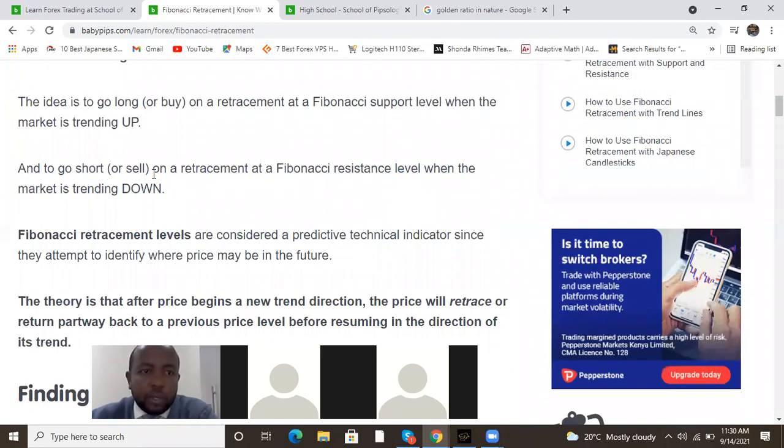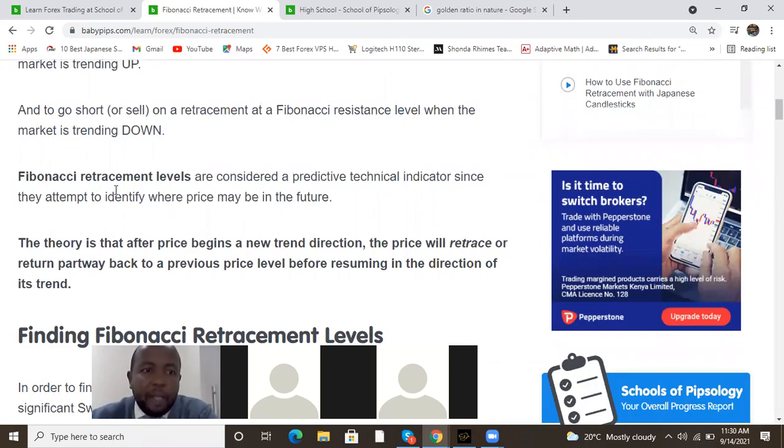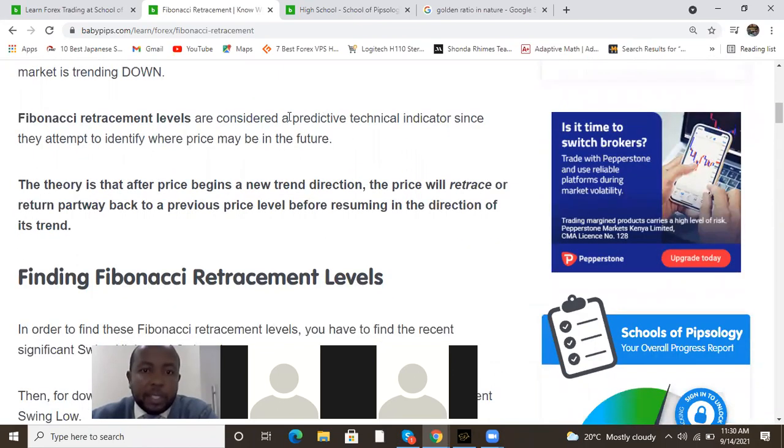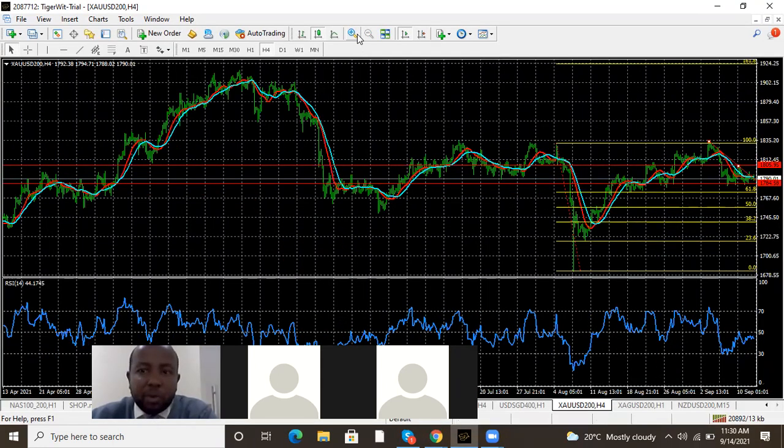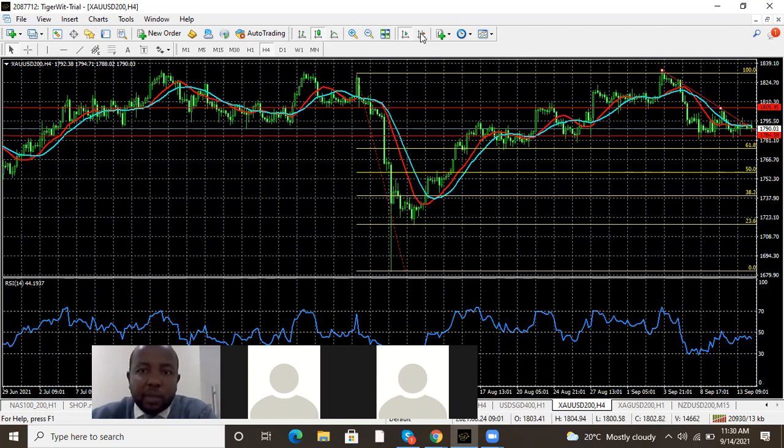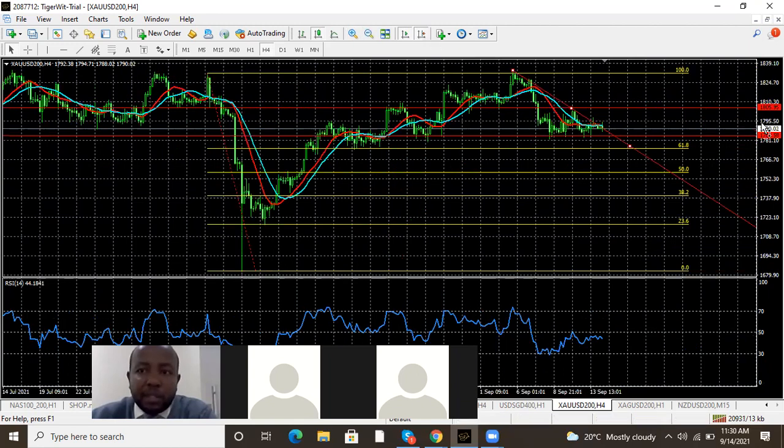Go short or sell on a retracement at a Fibonacci resistance when the market is trending down. Fibonacci retracements are considered predictive. We are looking at predictive technical behavior that attempts to identify where the price may be in future. Right now we are looking at where this price might be. I'll zoom in so that we can see we are at 1790, where this price might be going in future.